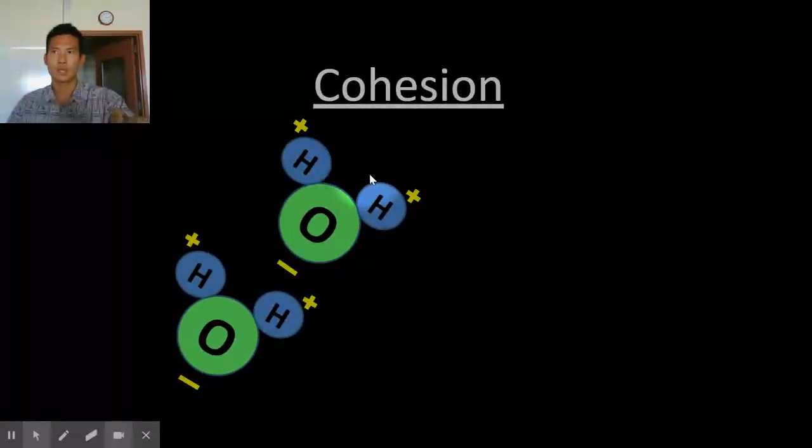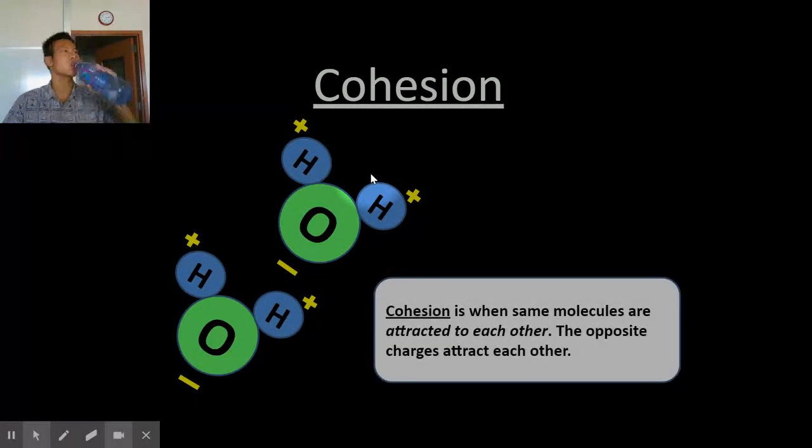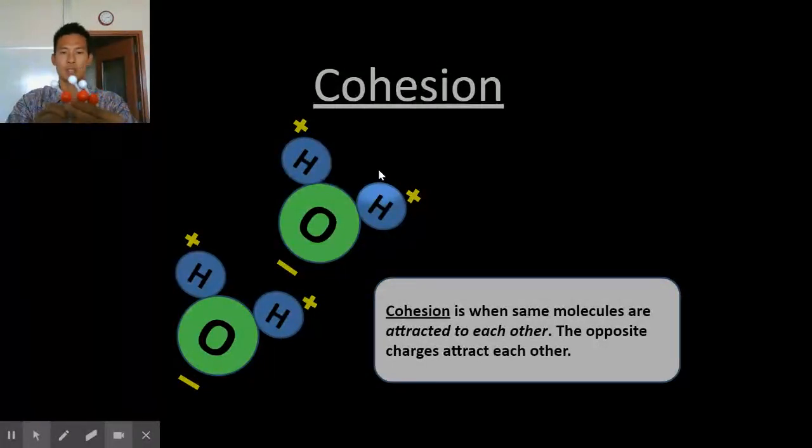Okay, now, there are two attraction properties. One is called cohesion. Cohesion is when something sticks to itself. So when a water molecule sticks to another water molecule, that's cohesion. More cohesion: the slight negatives are attracted to the slight positives.